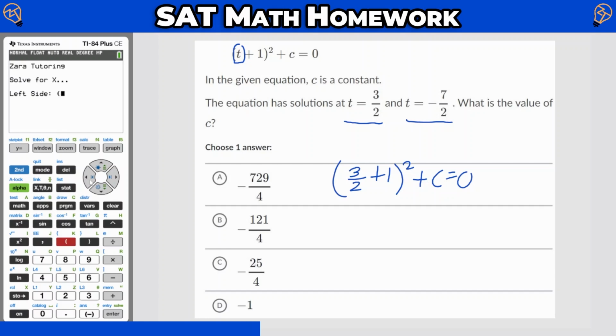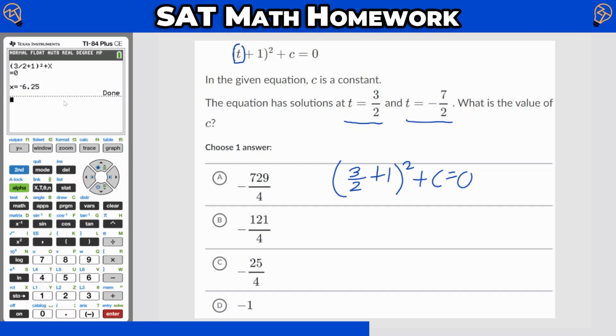And remember, you don't really want to use alpha y equals because in a program, it's not going to do anything. So I'm just going to type it out like this. And that whole quantity is squared. So I'm going to put squared and then plus x, enter 0. And I get negative 6.25. Okay, so I know it's not going to be negative 1.